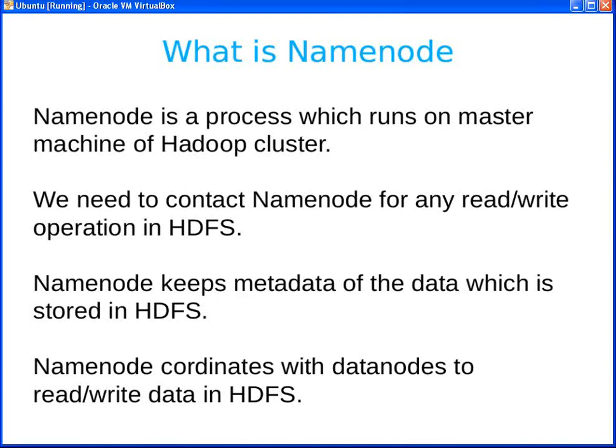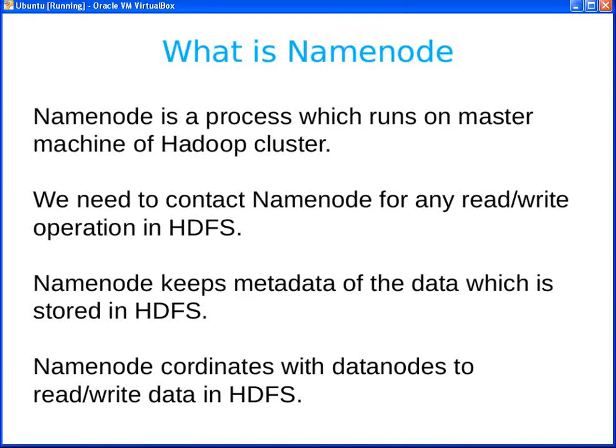So we know that Namenode is the master machine of our system, and we also know that it is the single system in our Hadoop cluster. So if that is down, then what are the different steps to recover our Namenode? Those things we'll be covering in today's class. So Namenode is a service, or you can say a process, which runs on master machine of Hadoop cluster.